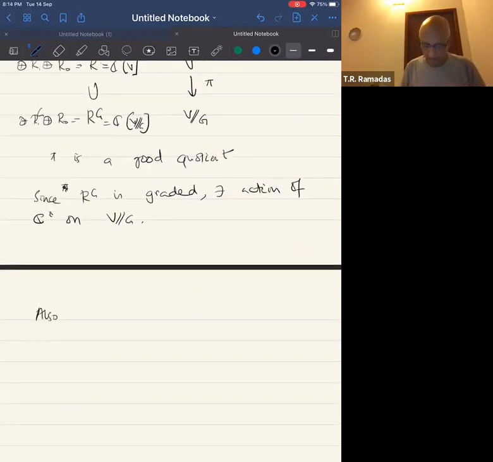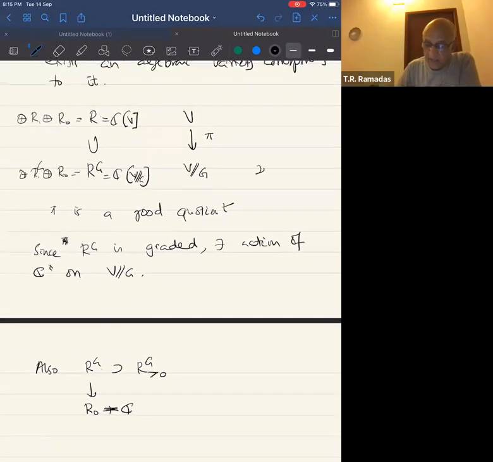Also, if I look at RG, within this I have RG strictly bigger than 0, and the quotient is just R0, which is C. So in other words, if I take homogeneous invariant polynomials which vanish at the origin above, they form an ideal in RG whose quotient is the complex numbers. So they define a point in V mod G, which we'll call the vertex of V mod G. And that is fixed by this action of C star on V mod G. And pi inverse of the vertex is precisely the nilpotent cone.